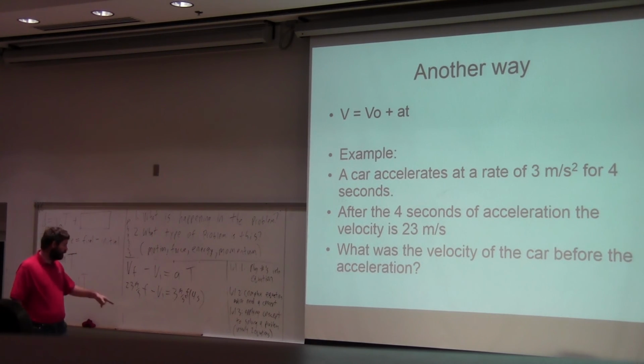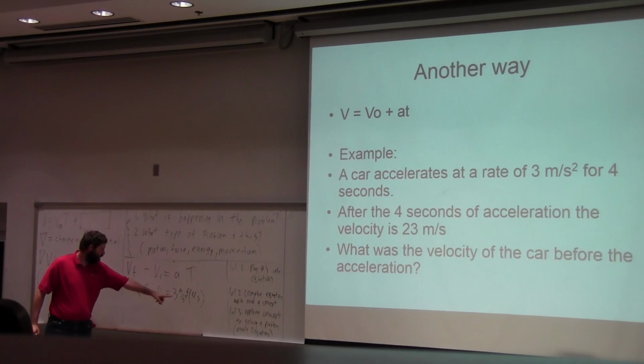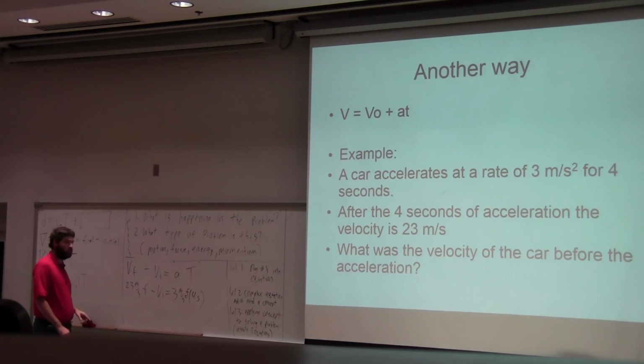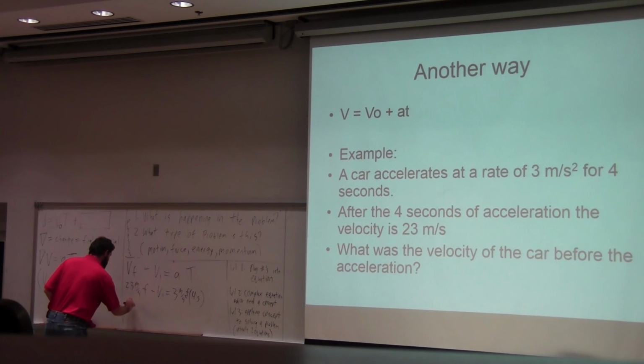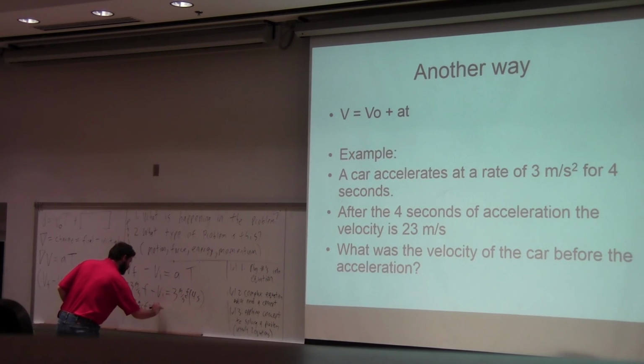And now I just solve for my unknown. So I move this over and that over there. I do this one step at a time, just because if I don't, I will confuse all of you. So I'm going to move VI over there, and multiply that out. Meters per second squared times a second is a meter per second.